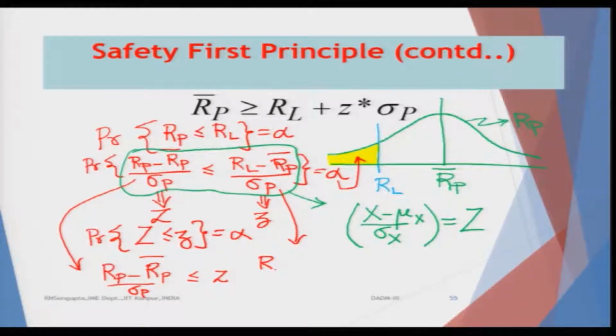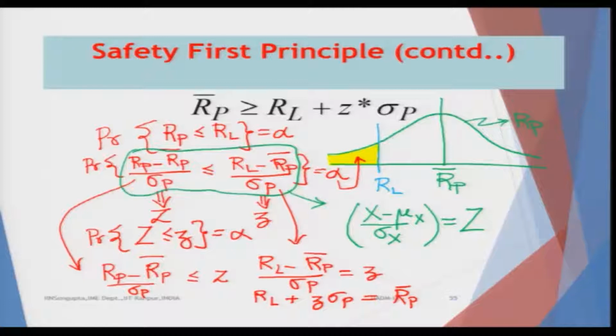And this part, RL minus RP bar by sigma p is equal to small z. I'll put the equal sign first, so it will be RL plus, because if you take RP bar onto the right hand side, it will be this. Now see here, this minimum value has to be alpha, and obviously the less than or greater than sign will come accordingly. So these are the equations based on which I will proceed.